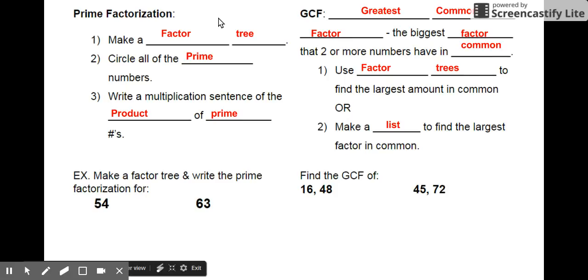For prime factorization, that's when you have to make a factor tree and then you circle all of the prime numbers and then you write it out using exponents. So that's what steps 1 through 3 are saying. And then for greatest common factor, that's where you have to find the biggest number that two numbers have in common. And you can use two different methods. You can either make factor trees or you can make a list. You can go back and pause it if you weren't done copying all that down.